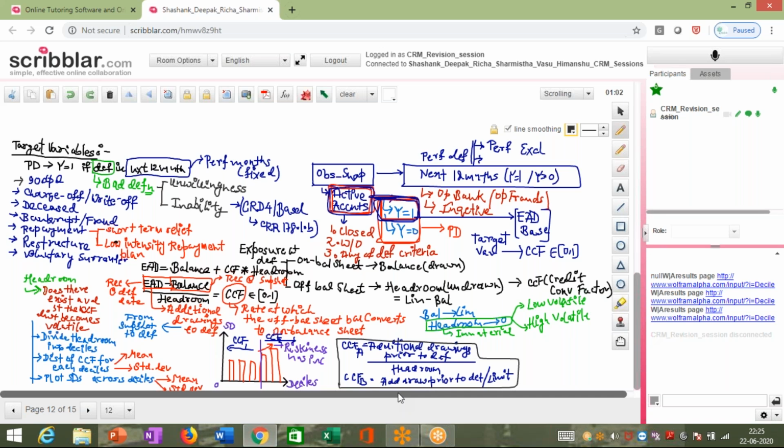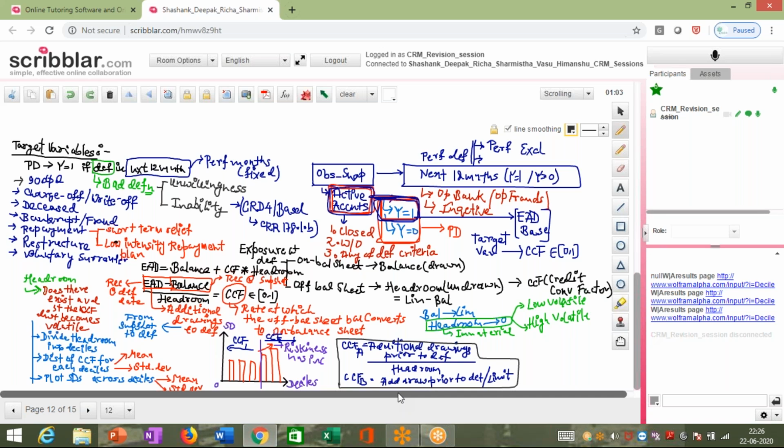How is CCFB different from CCFA? Tell me how it is different. Have a look at the formula. What is the denominator for CCFA? Headroom. What is the denominator for CCFB? It's the limit. Okay, fine. I thought it was a slash, so slash is divide.